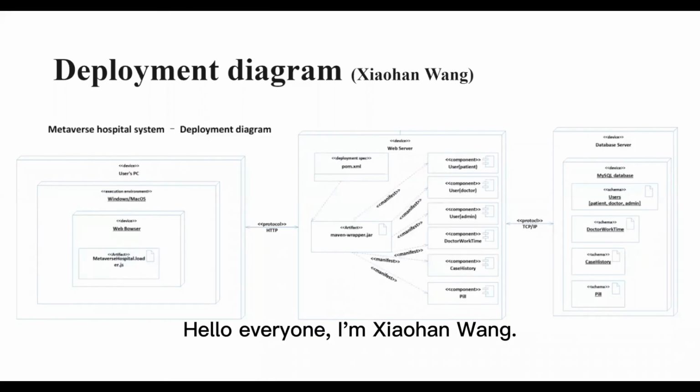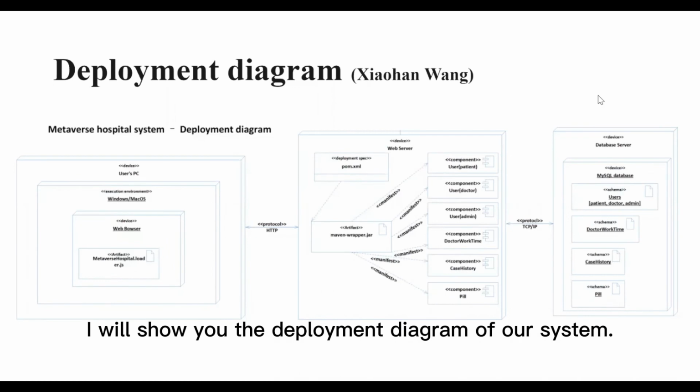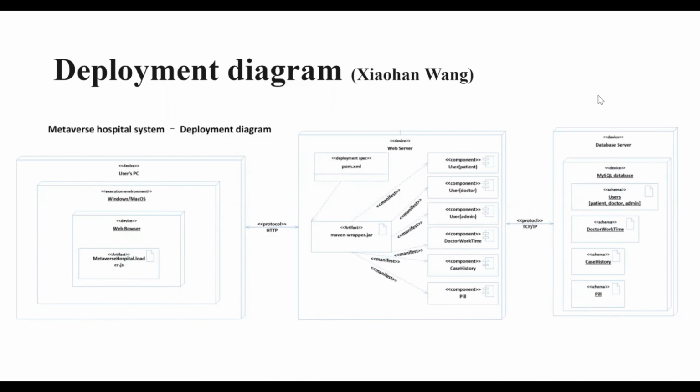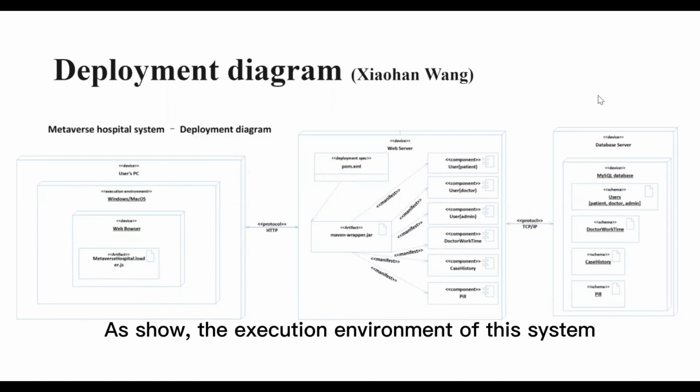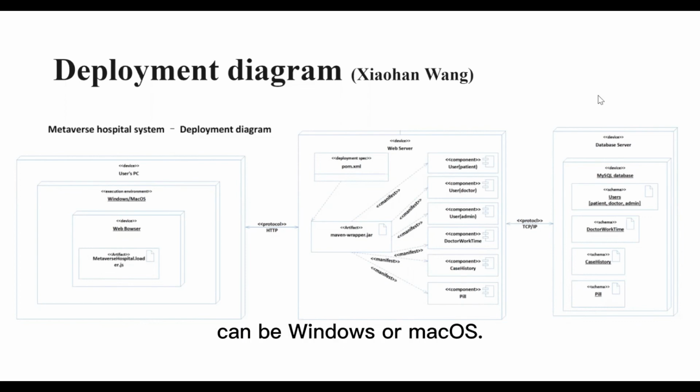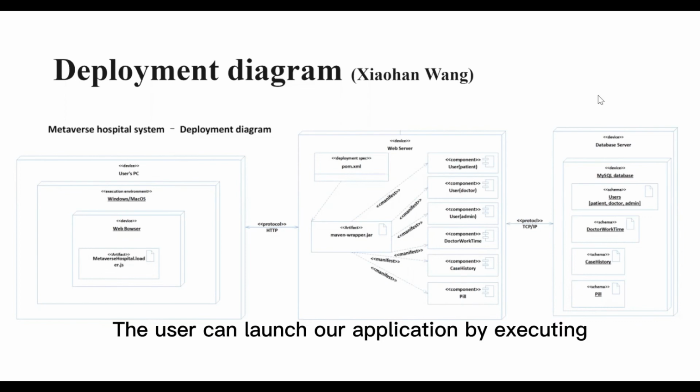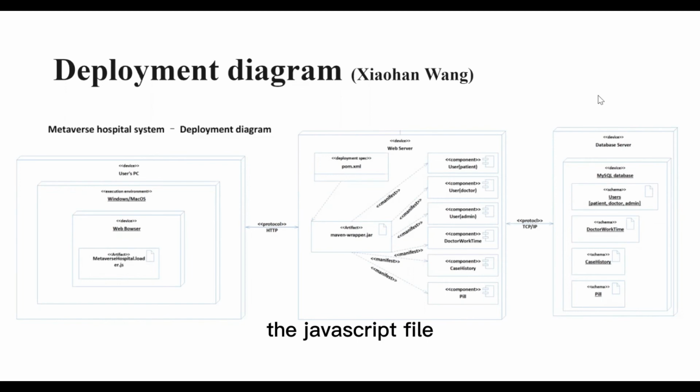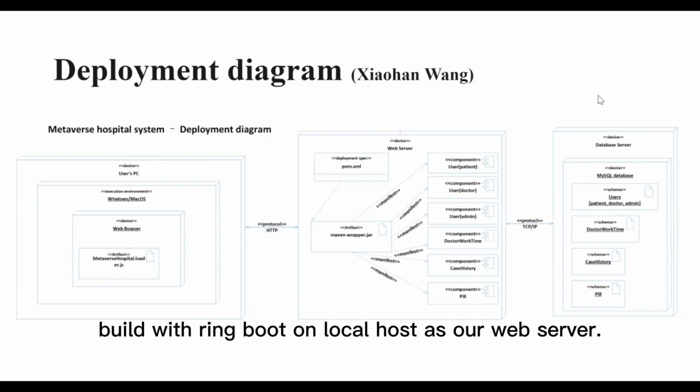Hello everyone, I'm Xiaohan Wang. I will show you the deployment diagram of our system and show that the execution environment of this system can be Windows or macOS. The user can launch our application by executing the JavaScript file exported by Unity on a web browser. The application can communicate with the backend web server through the HTTP protocol. We will start a backend application built with Spring Boot on localhost as our web server.